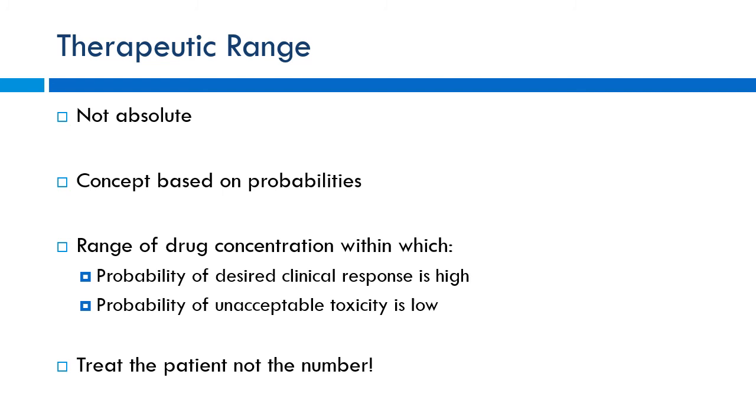Treat the patient, not the numbers, is basically the ultimate message here. But with these therapeutic ranges, we can say that most people should respond to the drug without having too much toxicity at this range, and that's how we come up with them essentially, right? So again, this is going to be the range where we're most likely to get a good response, and we're less likely to see a lot of toxicity there.